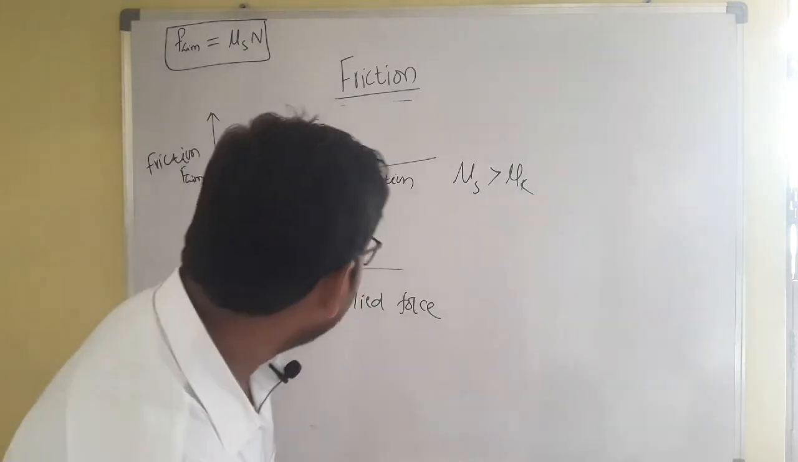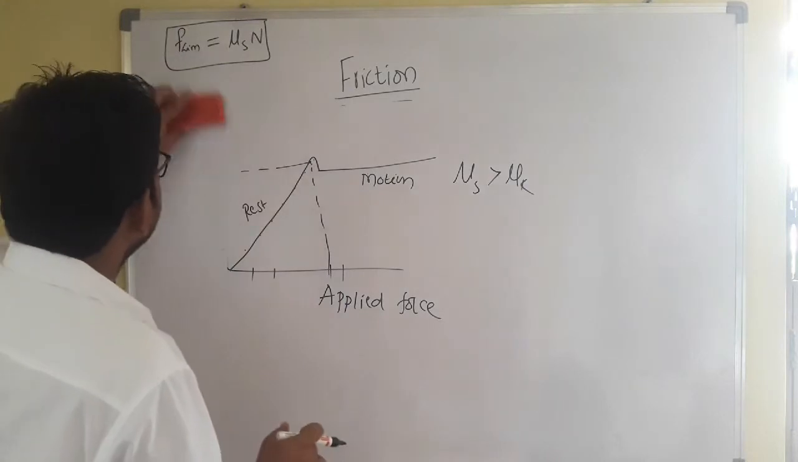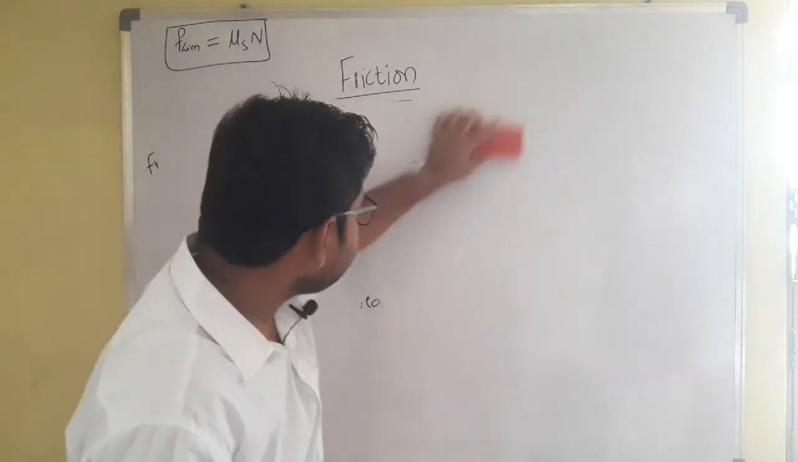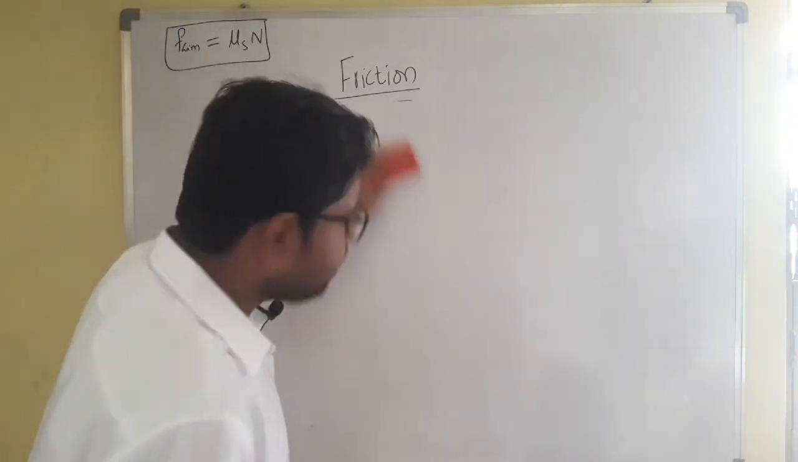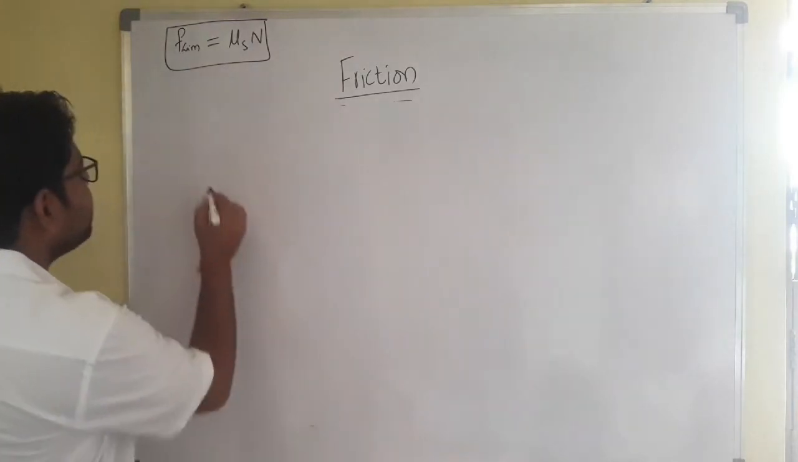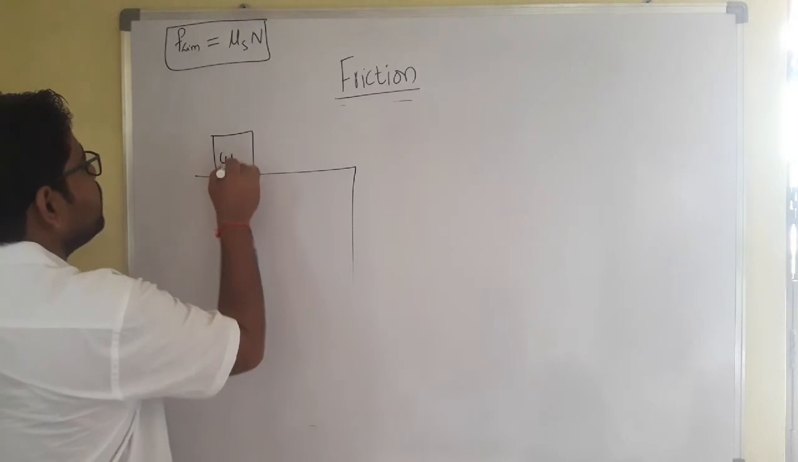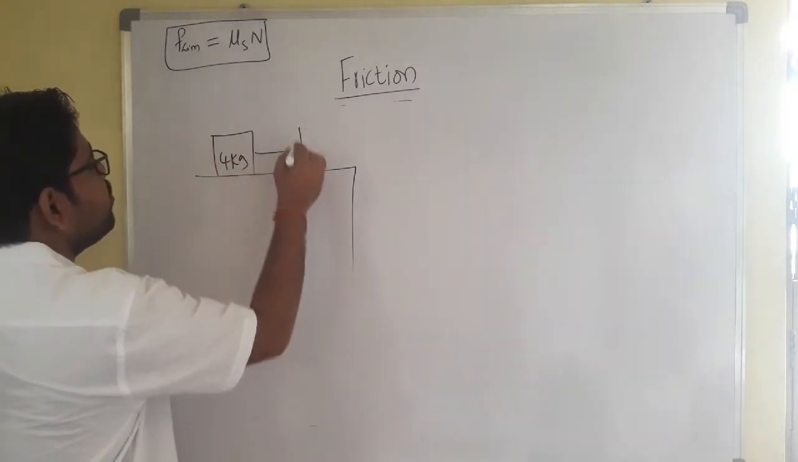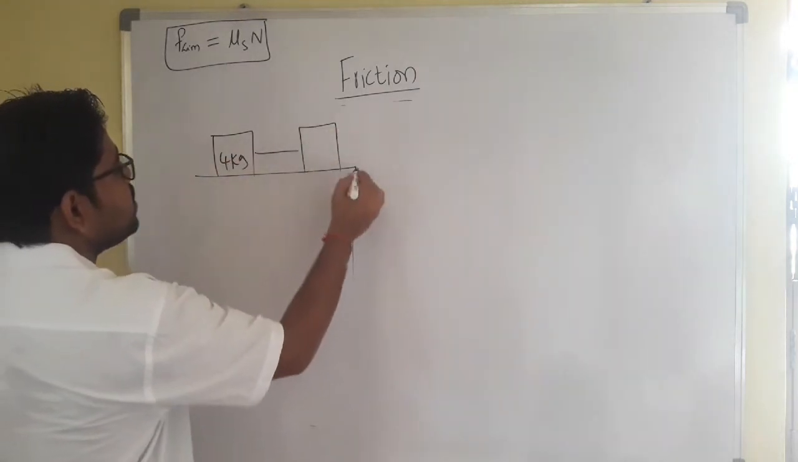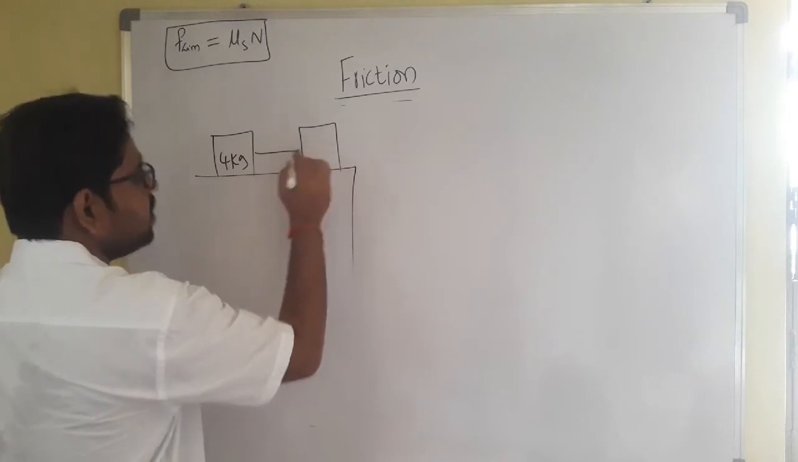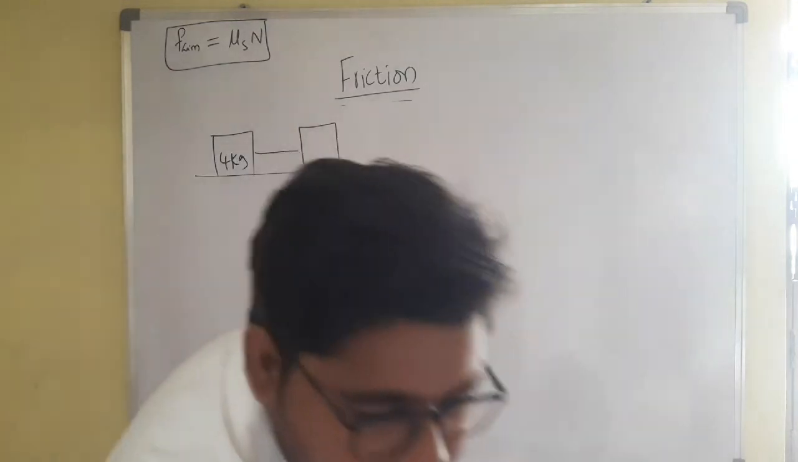Let's take one more example to understand this. I have a body like this. Say this is a body of mass 4 kg, and here it is pulled by another body of mass, how much? Let's take.